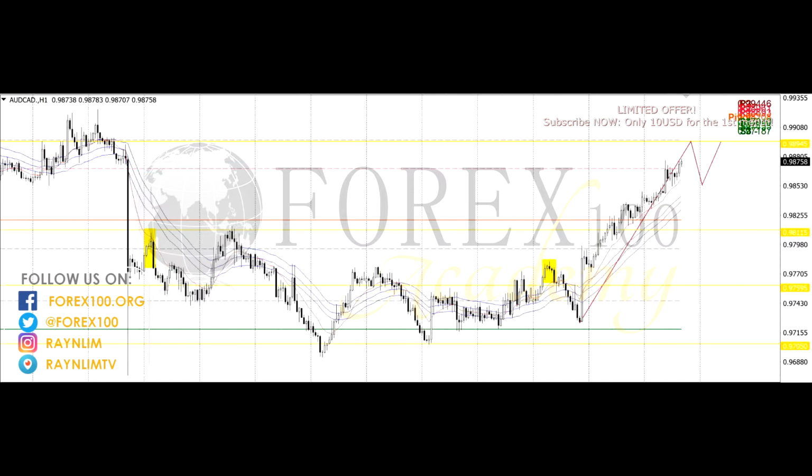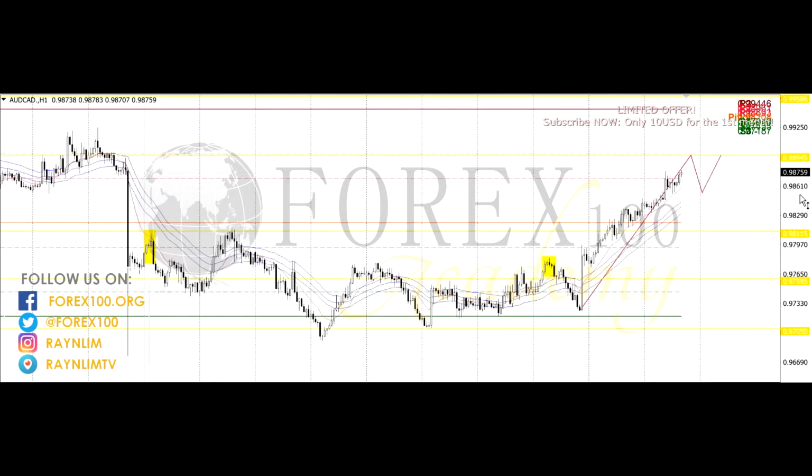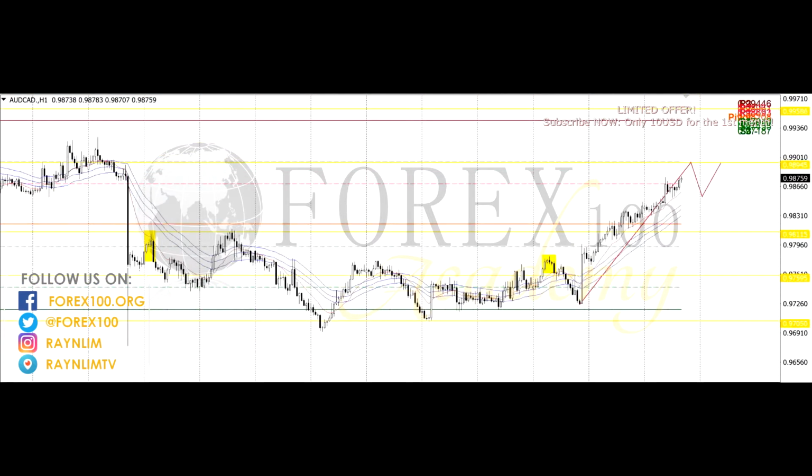Alright, so let us quickly look back at our stop loss and profit levels. This portion over here will be my initial stop loss, and these are my targets. This is my target 1, my target 2, and of course for people who like to shoot for an extended target, you can go for target 3 over here.